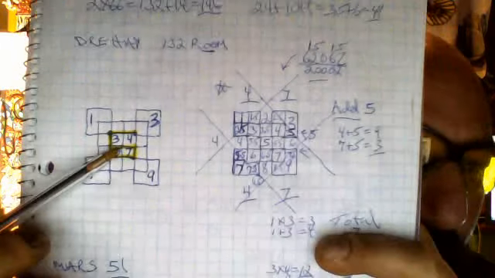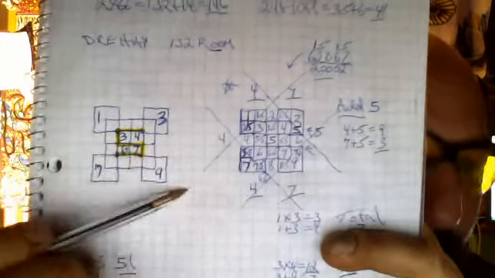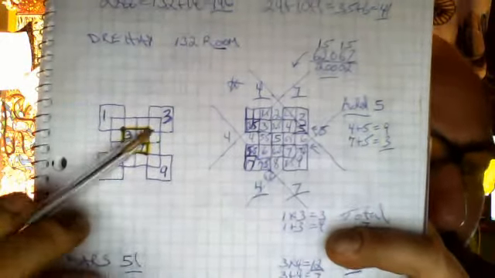The center where the dot is, just like on the dice, is number 5. So you go 1, 3, 5, 7, 9. 3, 3.5, 4.